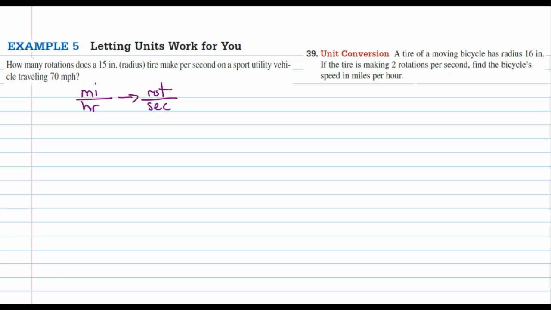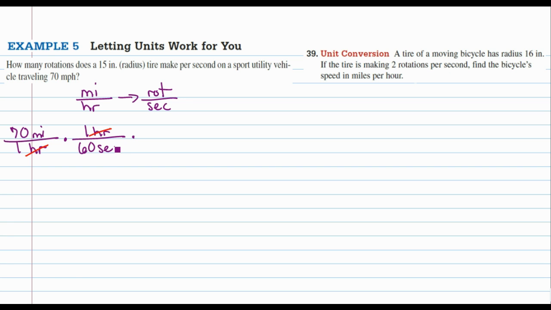So we're starting out with 70 miles in 1 hour, 70 miles per hour. I'm going to multiply by something. First, let's change those hours to seconds. I know that 1 hour is 60 seconds. The reason I put hours on top and seconds on the bottom is because now look what happens to hours. The unit hours cancel. Now I'm in miles per second.